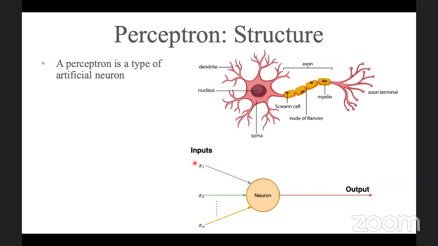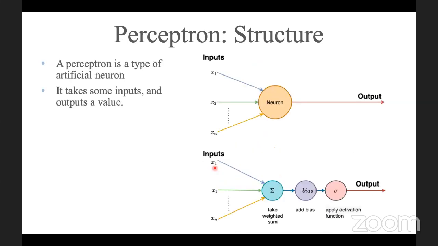There are some inputs, and this is our neuron, and it's giving an output. What happens inside is this. It takes a weighted sum of all these x1, x2, and xn. Just consider there is a w1 here, w2 here, and wn here. We add them up together, and then we add a bias to it. We will see why we are adding a bias. And we apply what is called an activation function, and we get the output.